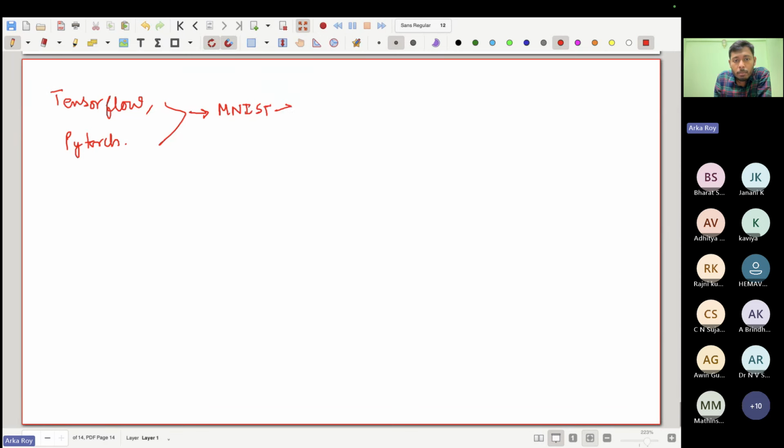So the MNIST dataset is basically our handwritten digit dataset. It comprises the images of 0, 1, 2, up to 9. The challenge over here is, given these images, how to classify whether the image belongs to 0, or to 1, or to class 9, and so on.